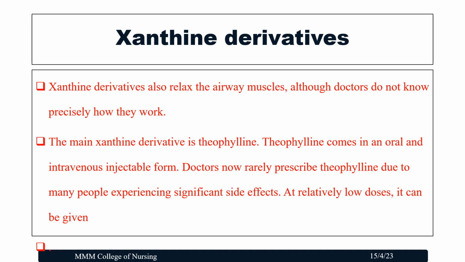The next classification is xanthine derivatives. Xanthine derivatives also relax the airway muscles, although doctors do not know precisely how they work. The main xanthine derivative is theophylline. Theophylline comes in an oral and an intravenous injectable form. Doctors rarely prescribe theophylline because many people experience significant side effects. So relatively low doses can be given in case of severe breathing difficulty.